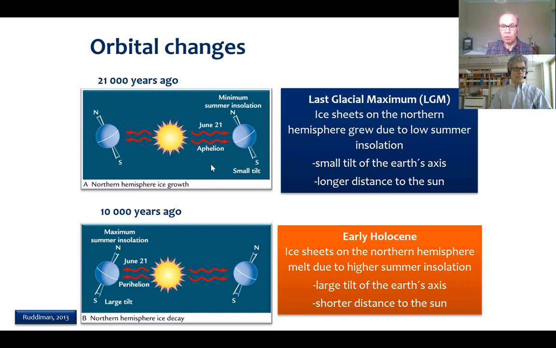So we have a Northern Hemisphere ice growth 21,000 years ago at that time. The ice sheets in the Northern Hemisphere were large, they grew due to the low summer insolation, due to the small tilt of the Earth's axis, and also the longer distance to the sun.